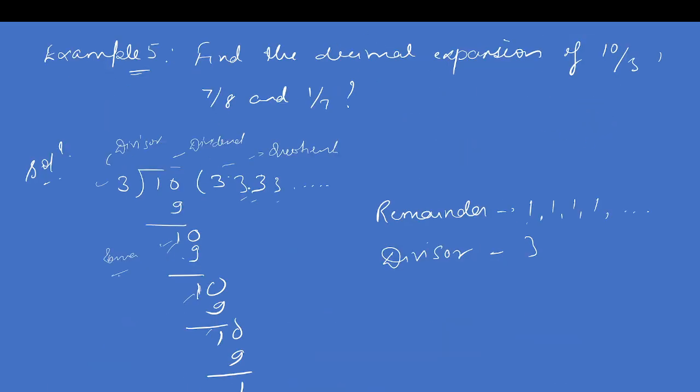Again here you see the repeating string is 3, 3, 3. Only one digit is repeating, and it is less than the divisor. It is not said that it is 1 less than the divisor; it will only be less than the divisor. The divisor is 3 and the repeating string is 1 here, meaning only one digit is repeating.